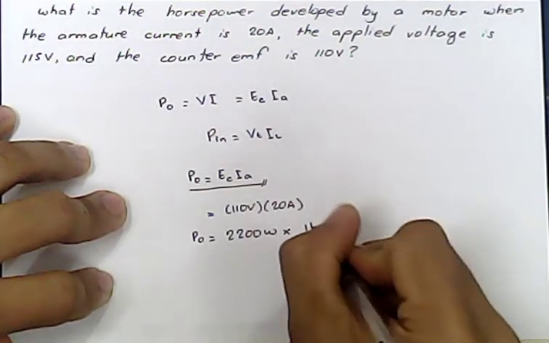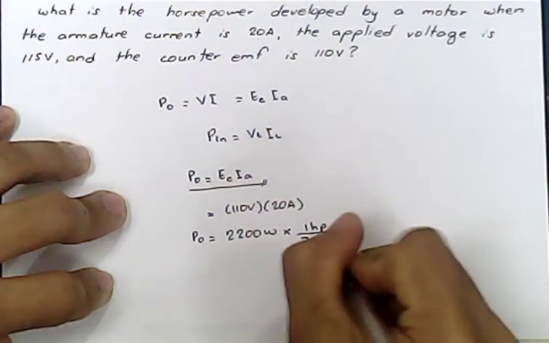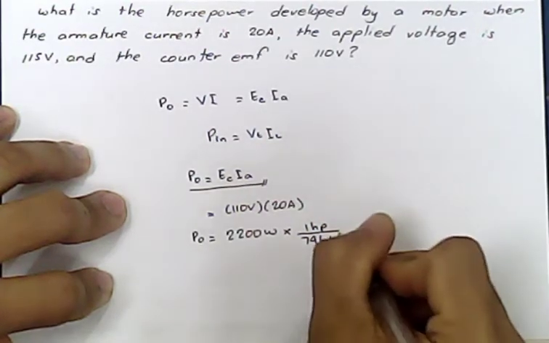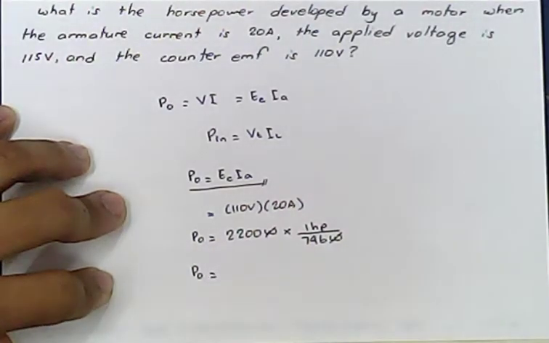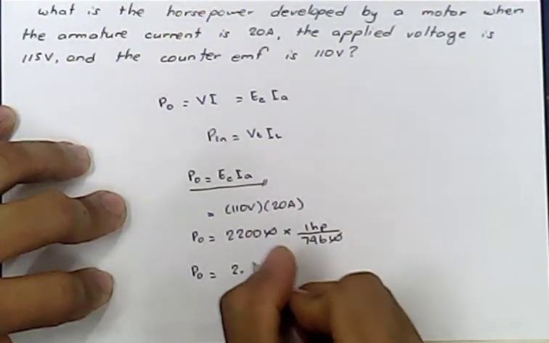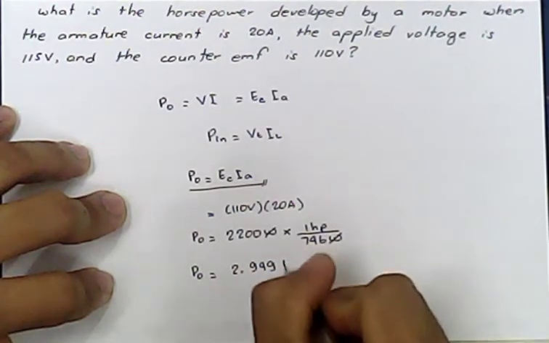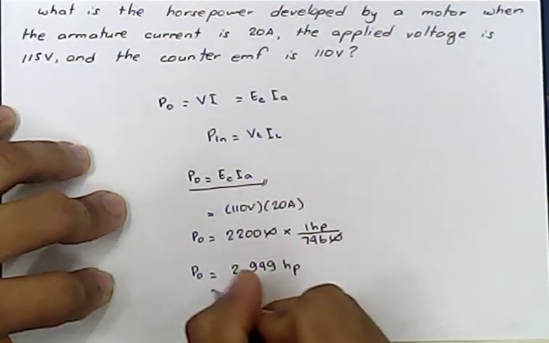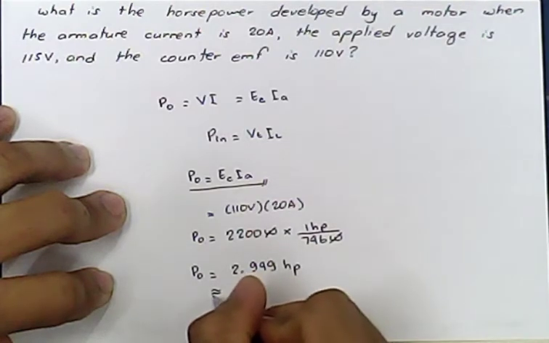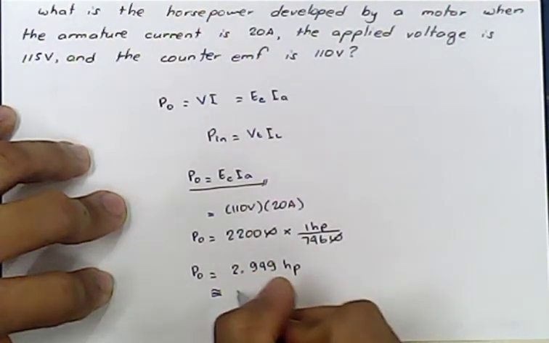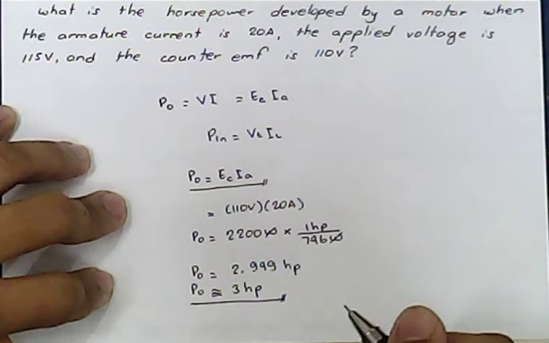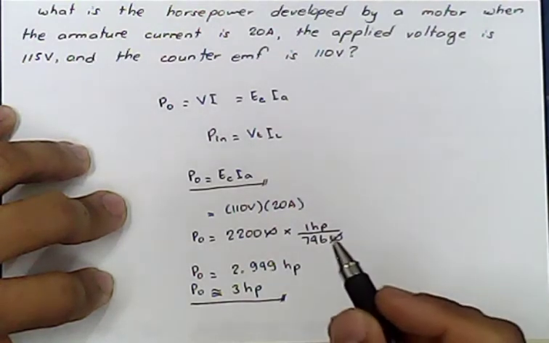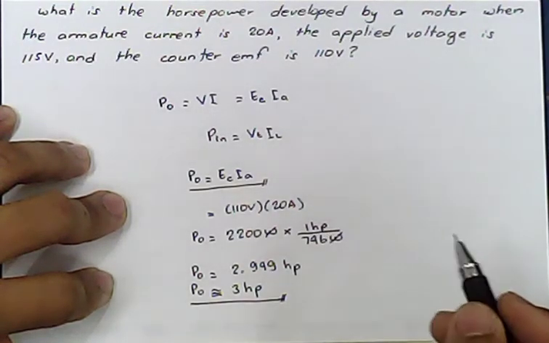In 1 horsepower, there's 746 watts. Cancel out dyan. Therefore, the power output is 2.949 horsepower, or this is approximately equal to 3 horsepower. We will be solving more problems about efficiency of DC motors in other videos.